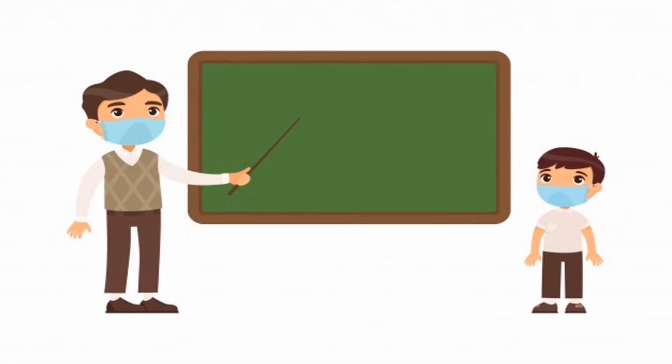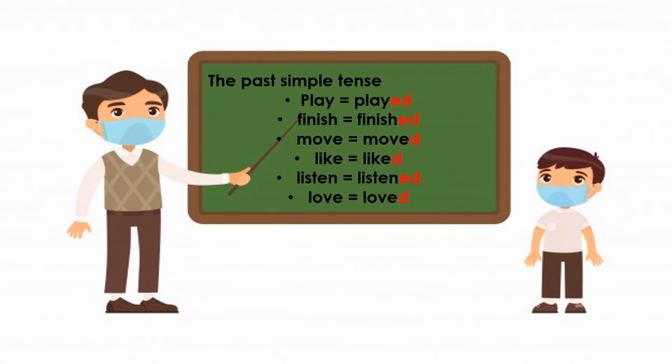Now, the past simple tense. Here we have also some examples. Play, played. The verb play takes ed, played. Finish, finished. Also we add ed. Move, moved. Like, liked. Listen, listened. Love, loved.